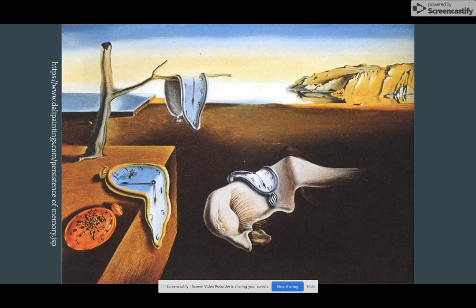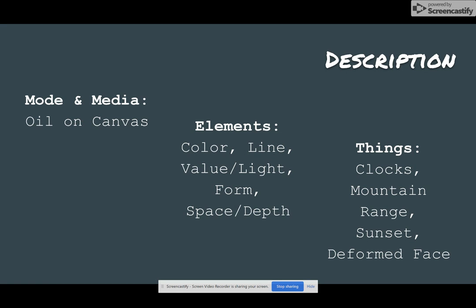Because this is a pretty unique but well-known piece of art, we're going to be talking about the many elements. We're going to be flipping back and forth between the two slides so that we can talk about it all. So the oil on canvas is the mode and media of the work of art. Dali uses most of the elements of design, mainly these five.